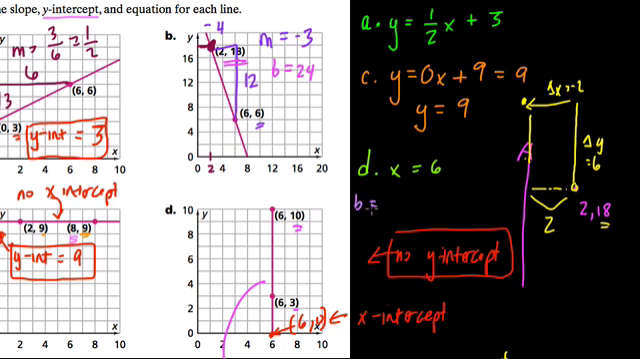So b, well, b equals what? y equals negative 3x plus 24.